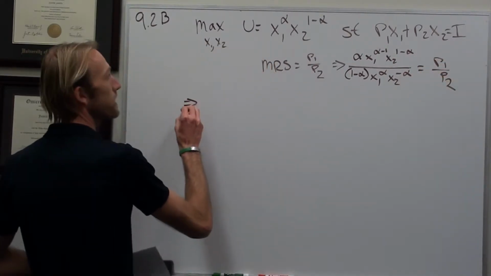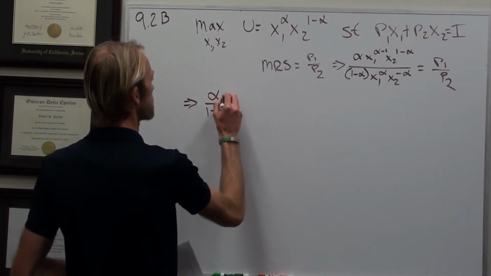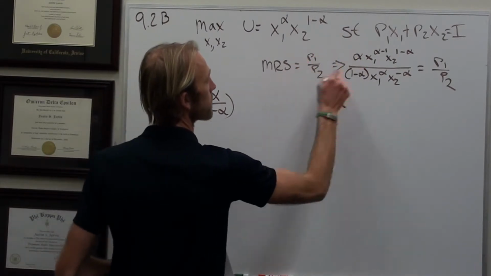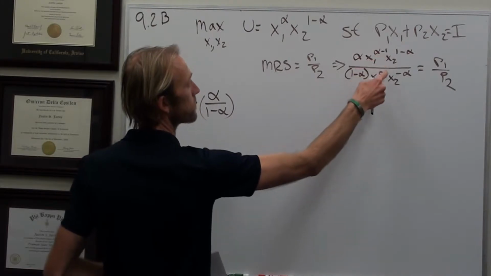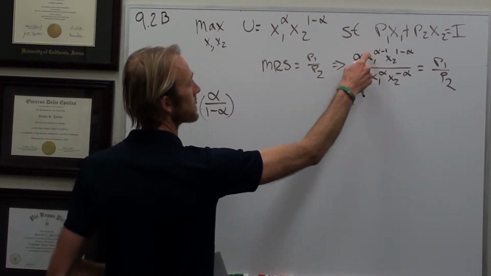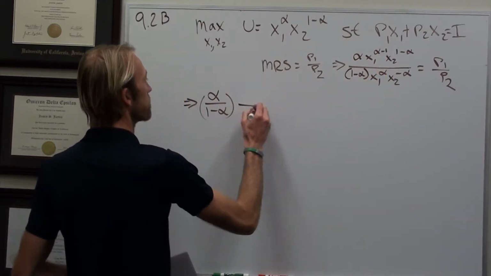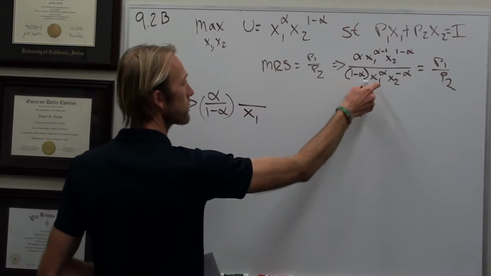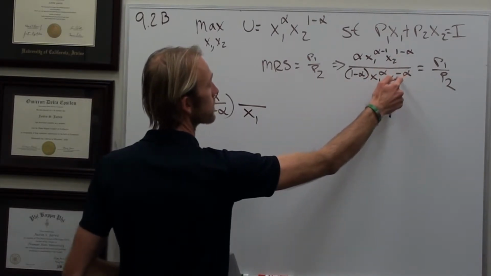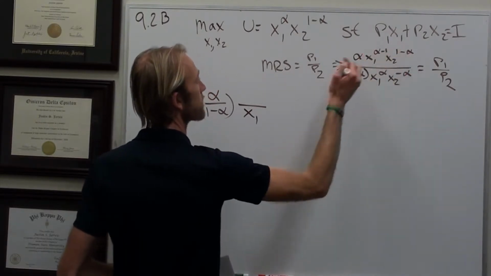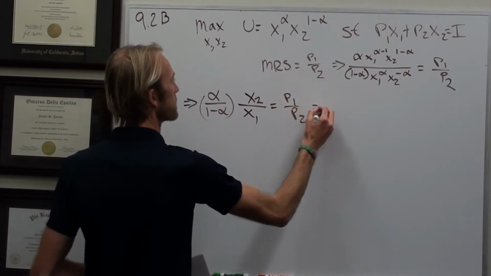Okay, this implies that alpha over 1 minus alpha, I just separated this term out. Alpha, x1 to the alpha minus 1, that's actually a negative exponent, so if I move it down here, this becomes x1 to the negative alpha plus 1, so the negative alpha plus alpha cancel out, and I have x1 to the first power. Here, x2, I bring this up to the top as positive, so 1 minus alpha plus alpha, I have plain old x2, is equal to p1 over p2.